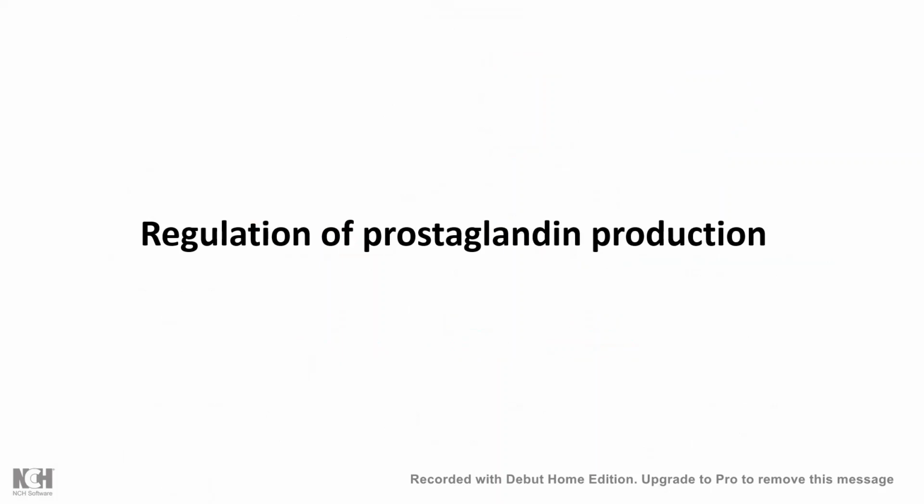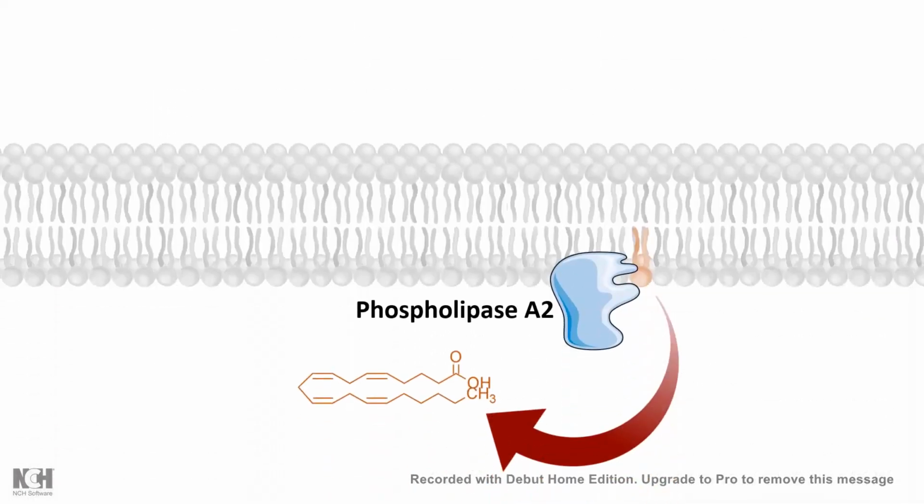Now, since we have learned about prostaglandin biosynthesis, we should also understand how prostaglandin production is regulated at a molecular and cellular level. We remember that the key raw material for prostaglandin production is arachidonic acid, which is derived from the cell membrane, and it is triggered by the enzyme phospholipase A2. By modulating phospholipase A2 activity, prostaglandin production can be regulated.